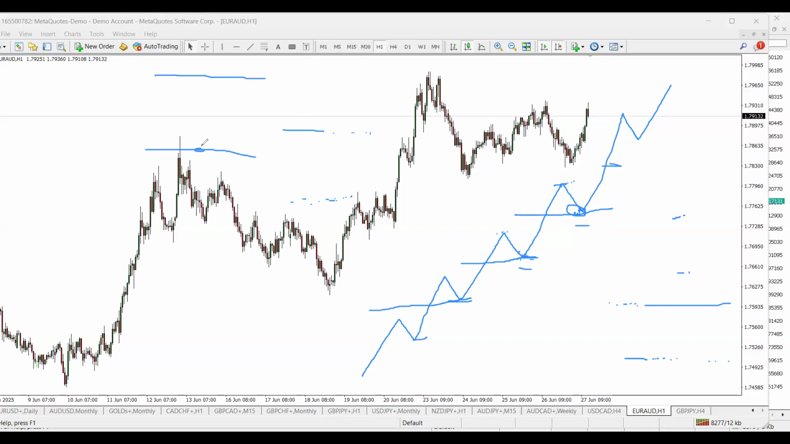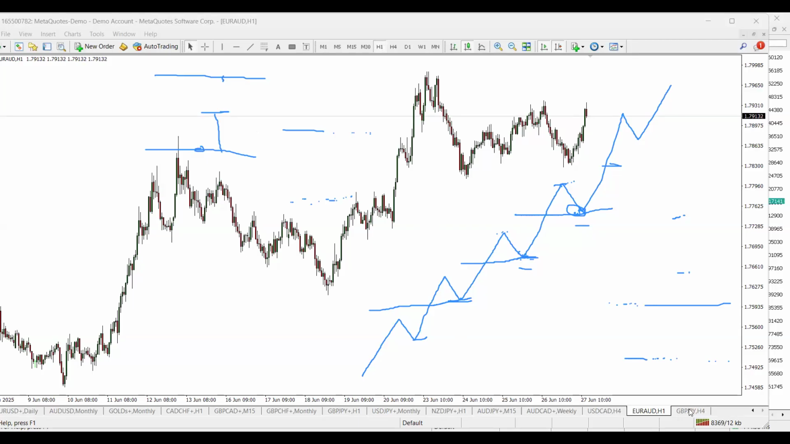If you are not buying here and you are not selling here, if price is currently here, don't do anything. Wait. You must wait for the price to come back down here. As long as the trend is in an uptrend, you want to be buying when the trend is in an uptrend. And you want to be selling when the trend is on a downtrend.